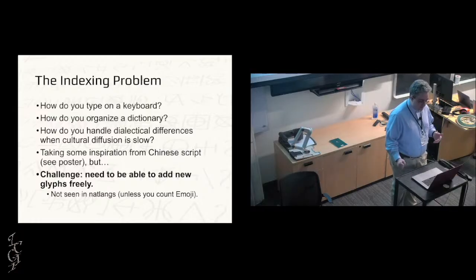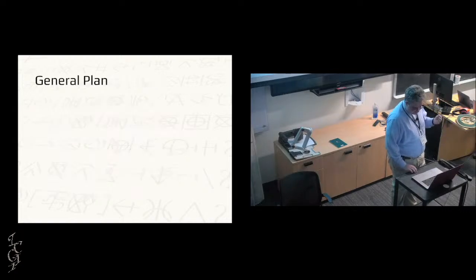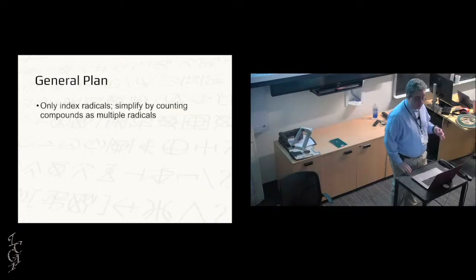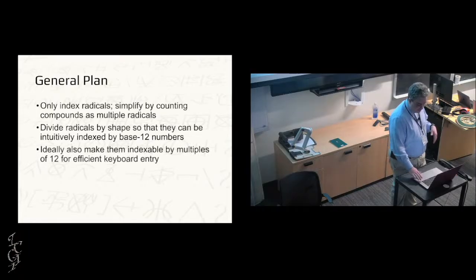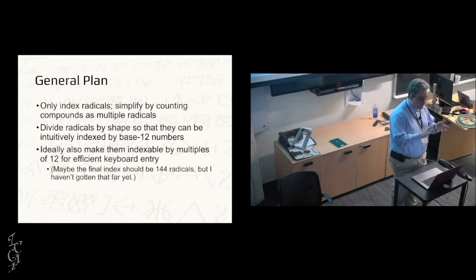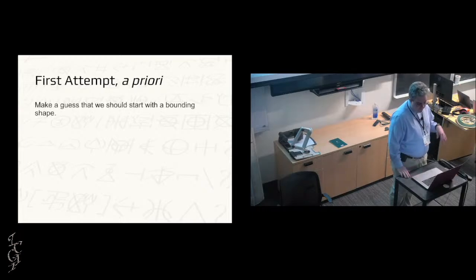But my general plan for how to deal with this was, like Chinese, work with radicals, break down compound glyphs into radicals to try to get a smaller set of them. Divide them up by shape in a way that can be indexed by base 12 numbers, and preferably also by other numbers. And I tried a couple ways of doing this. My first attempt was this a priori notion that we should try to sort with a bounding shape for each character.